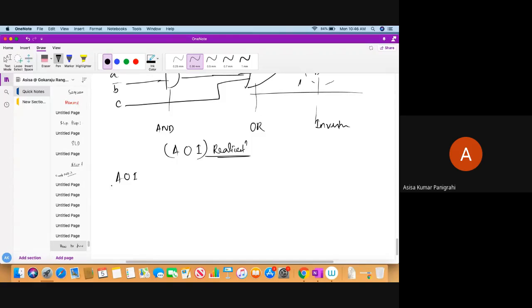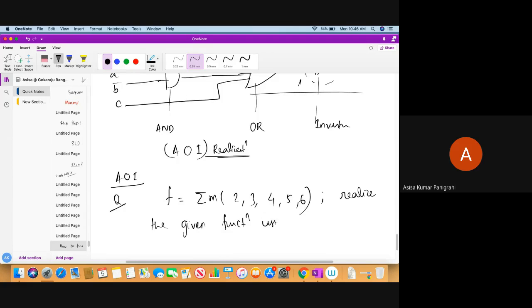So if the question is asked to you, let's say the question is like this, some modification they have done. Let's say the given function f is summation of m 2, 3, 4, 5, 6. Realize the given function. See the question, friends. Realize the given function using AOI. So this is the question. Let's say 5 marks.